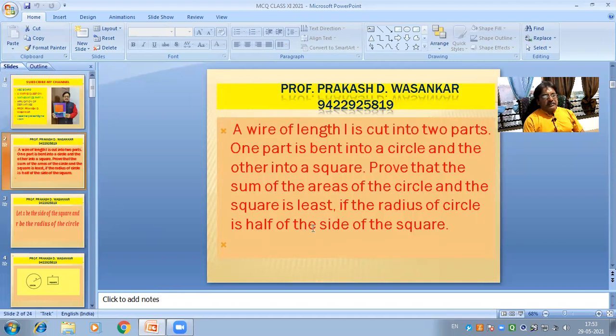First we read the problem carefully. A wire of length L is cut into two parts. One part is bent into a circle and the other into a square. Prove that the sum of the areas of the circle and the square is least if the radius of the circle is half of the side of the square. This is one word problem in maxima and minima. This is a very important problem.